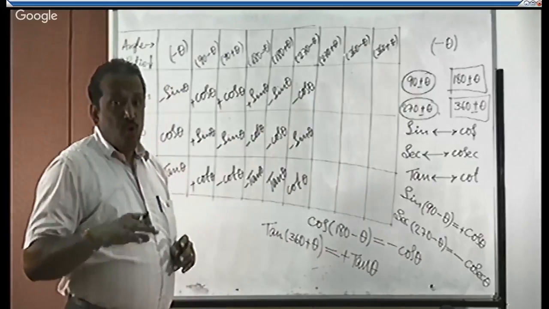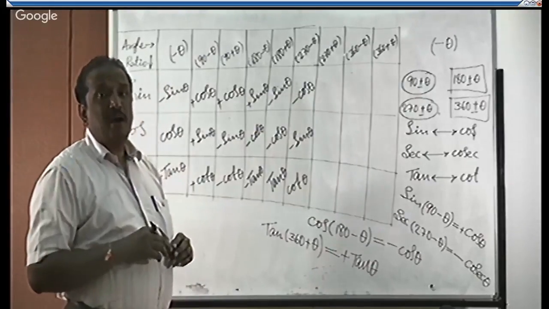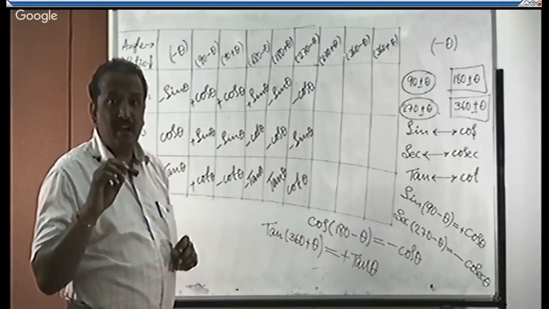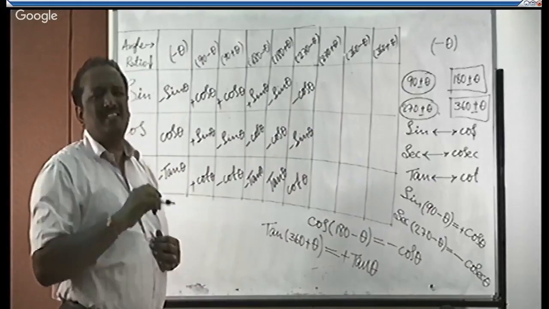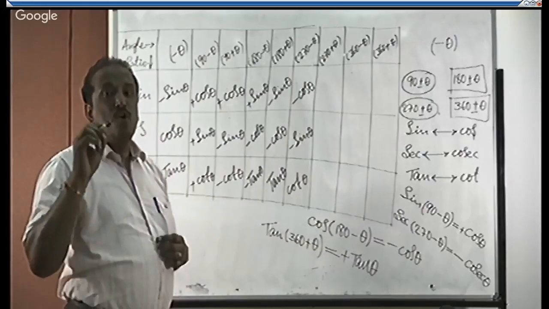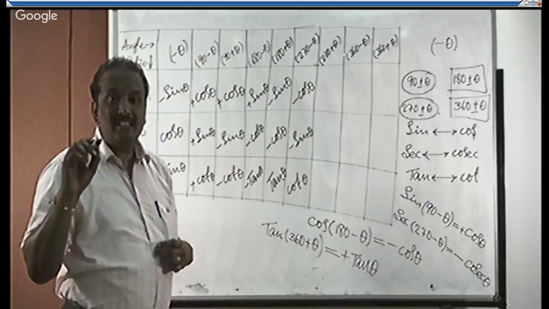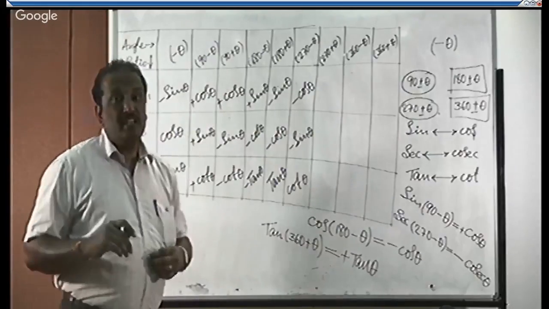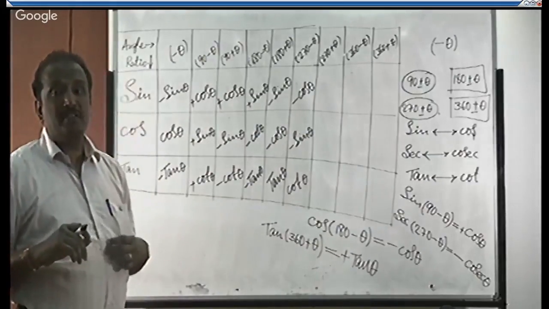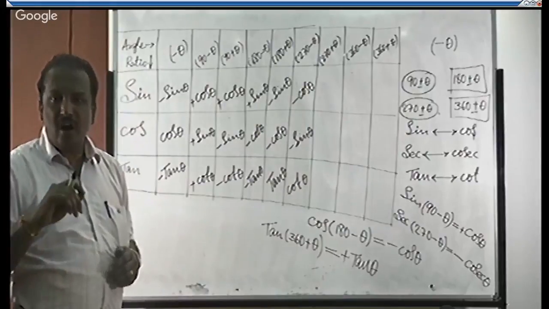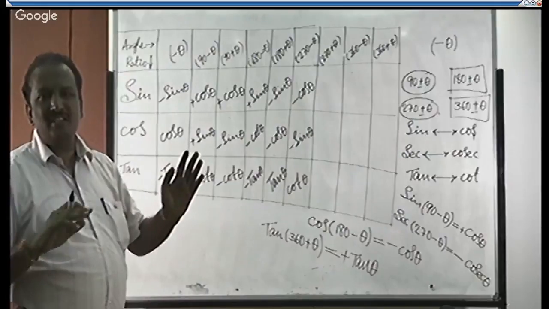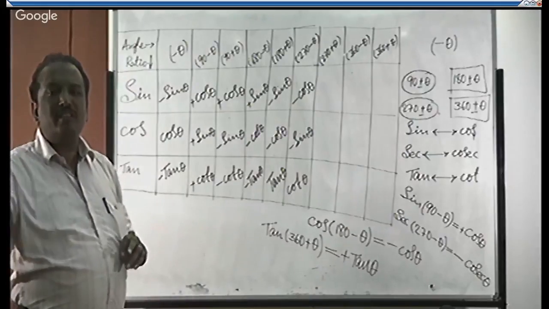Again, 270 plus theta is coming under the fourth quadrant. According to the ASTC rule, in the fourth quadrant only cos and its reciprocal secant are positive and all others are negative. Since we are connecting 270 plus theta to the trigonometric function, according to our convention, whatever trigonometric function is on the LHS, write down its cofunction on the RHS.